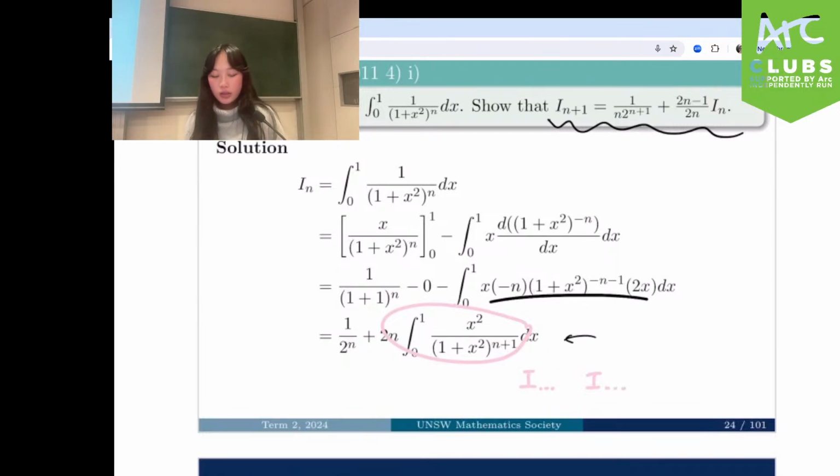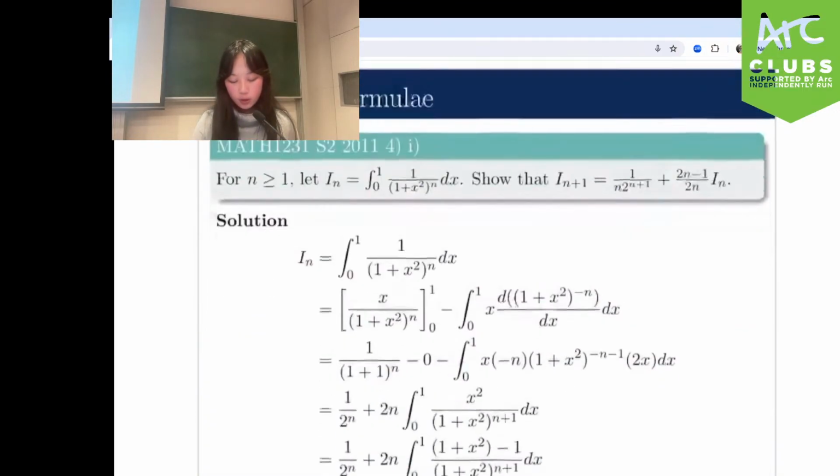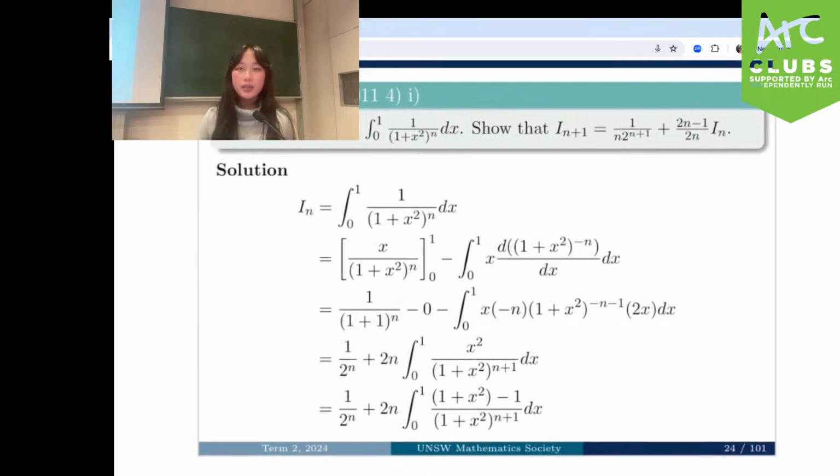Okay? How do you do that? You have to observe that you want to make the numerator look like the denominator. Okay, I'll say that again. You want to make the numerator look like the thing on the denominator. You want to make x squared look like 1 plus x squared. And how do you do that? You add 1 and then you subtract it. So here all we've done is we've added 1 and then we've subtracted 1.